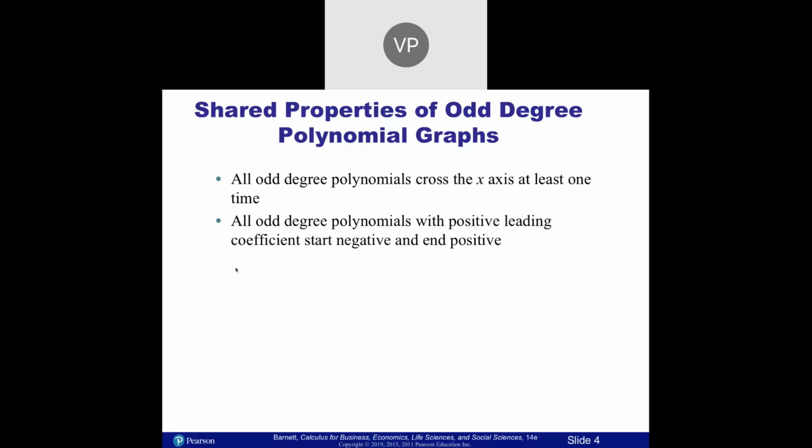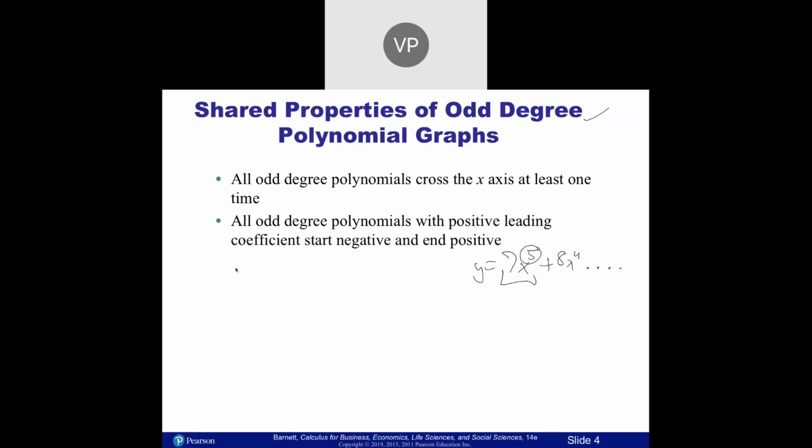All odd degree polynomials with a positive leading coefficient start negative and end positive. In English, here's what this means. If you have something like y equals 7x^5 plus 8x^4, and the other terms, I'm not going to write them yet. These other terms don't matter. The lower terms, we're just going to focus on this. So that means we have an odd polynomial, which is what we're talking about here.